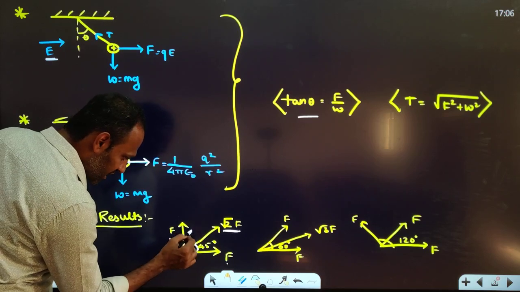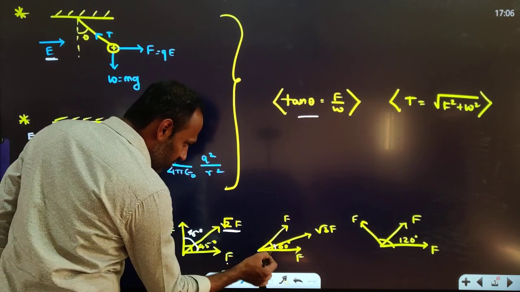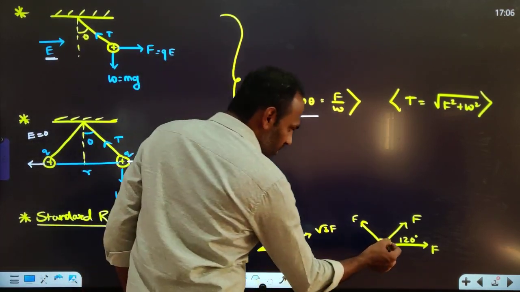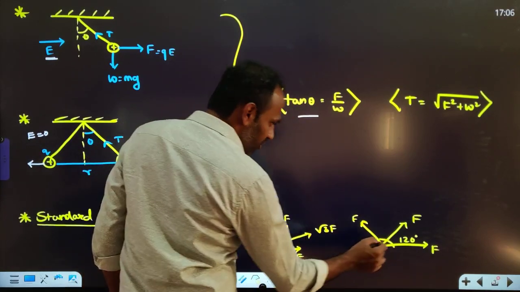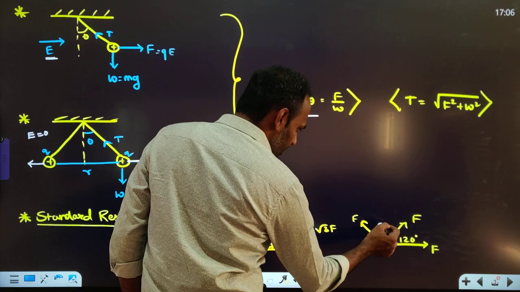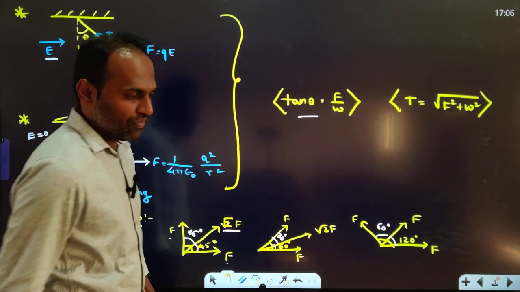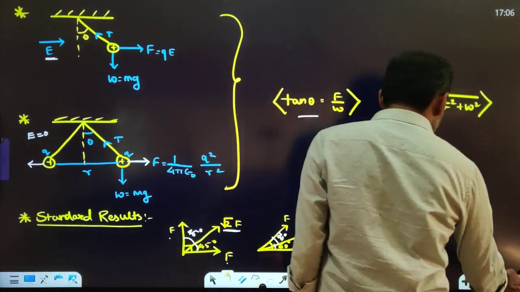45 degree on that side and 45 degree on this side. 60 degree on this side and 60 degree on this side. 30 degree on this side and 30 degree on this side. It's a 60 degree angle. 120 either way is 60. It will divide the angle between the two vectors equally. These are the standard results of vectors you have to remember.